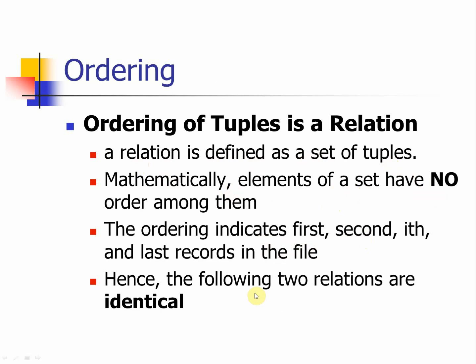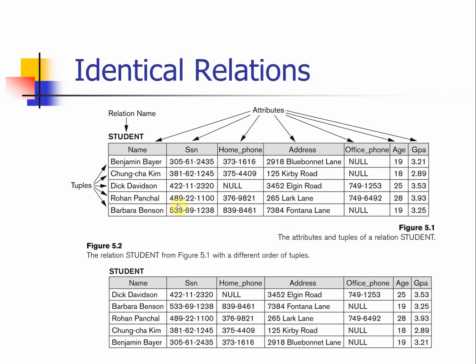Hence, the following 2 relations are considered as identical. Let's take a look at this example. So you can see that we have a student table. There are 5 students over there. The values are all the same.